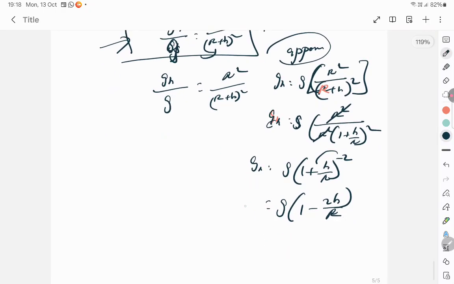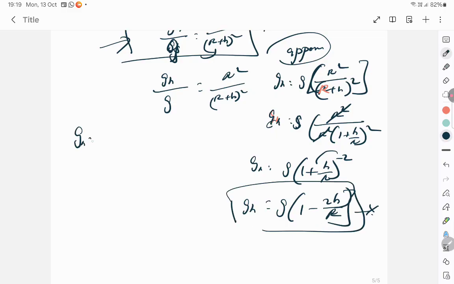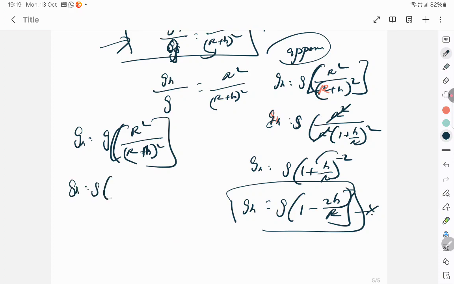So 1 minus 2h. So gh is equal to, this is an approximated formula, this is also a very important formula. So you should know both the formulas. gh is equal to g into r square by r plus h the whole square. For really big values, you should take only this formula. Something which can be approximated, you can take this formula, g into 1 minus 2h by r.